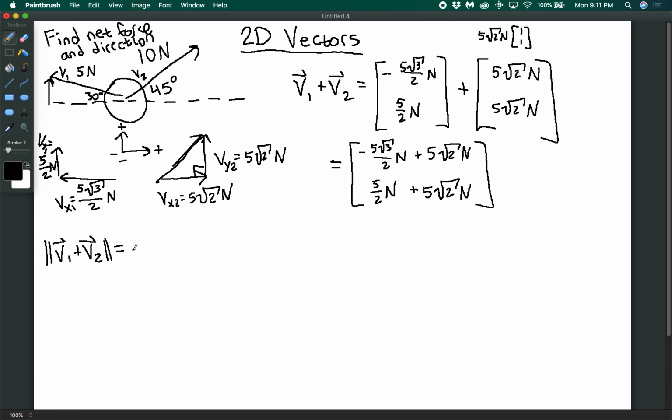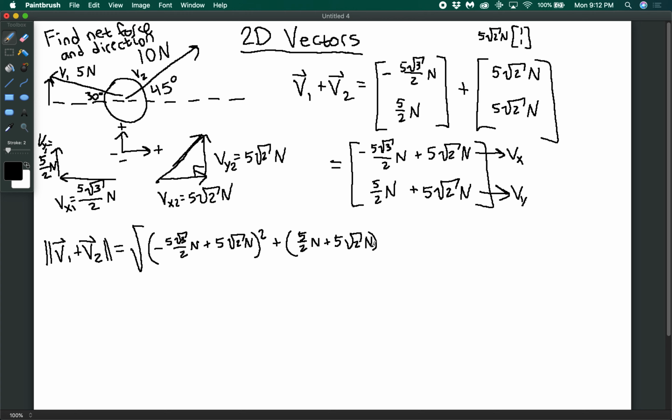So that's going to be equal to the square root of the x component squared plus the y component squared, right? This is my x component of my resultant vector. This is the y component of my resultant vector. Okay, so I'm going to have negative 5 root 3 over 2 newtons plus 5 root 2 newtons, squared, plus 5 halves newtons plus 5 root 2 newtons, squared.